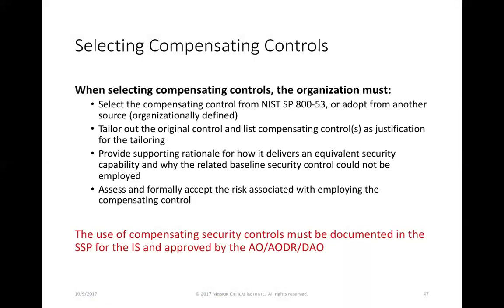Okay, there are some compensating security controls that you can select out of 800-53, or you can adopt them from another source, or they can be organizationally defined. Either way, they have to be documented in your security plan as to why you use that control and how it protects the system as well as the original control would.